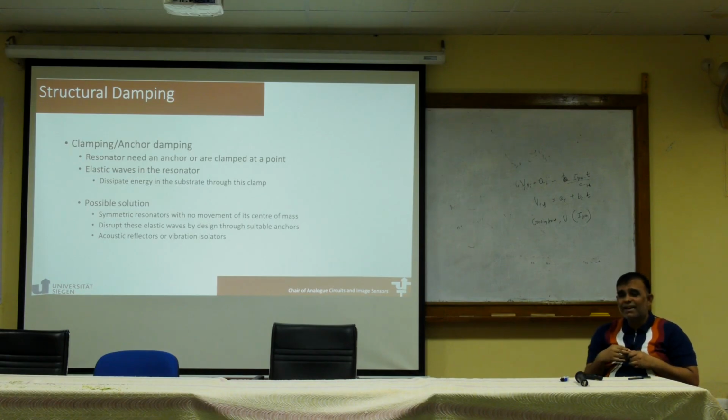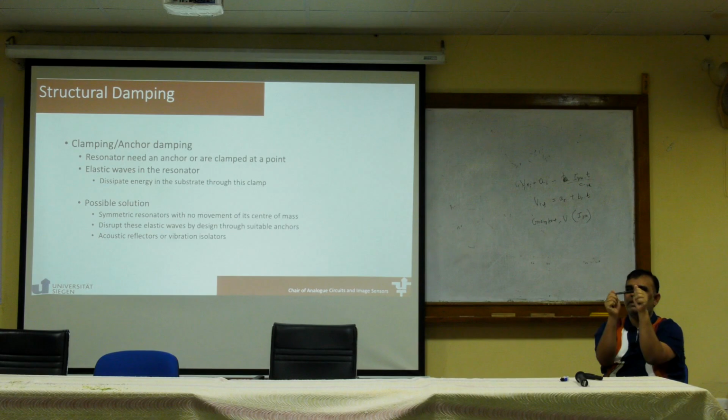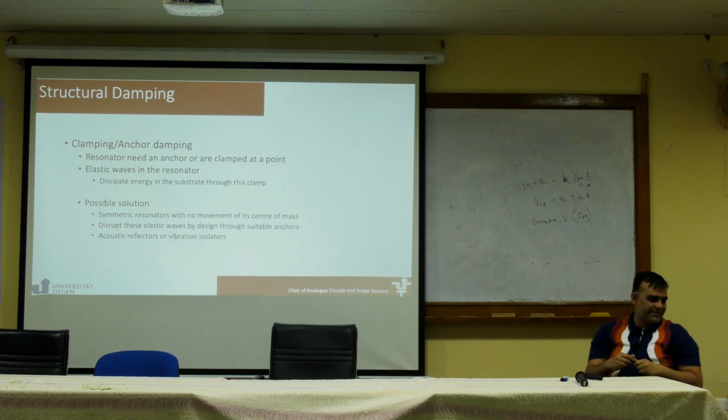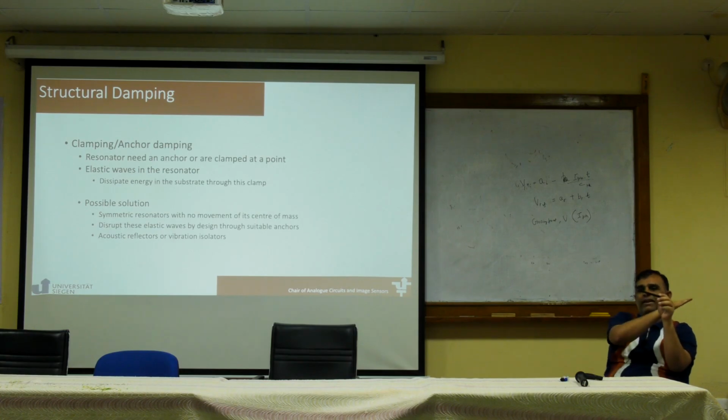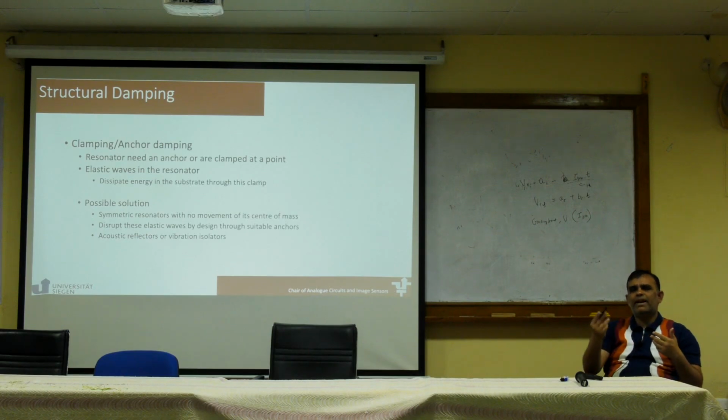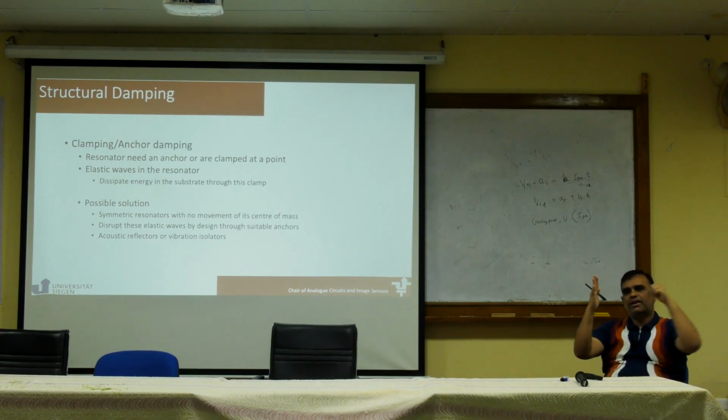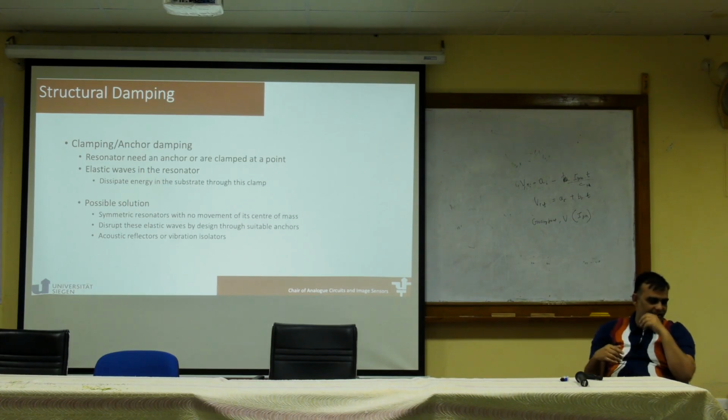Then there is clamping and anchor damping. I'm clamping my structure to something so that it can move. It's not a freely moving structure. It's held from one side, or on both sides. There is an elastic wave moving in my resonator which sees a boundary here on the clamps. It cannot move beyond the clamps. So this looks like what we have in communication waves, where signals bounce back, the reflection of the signal. So that leads to structural damping.